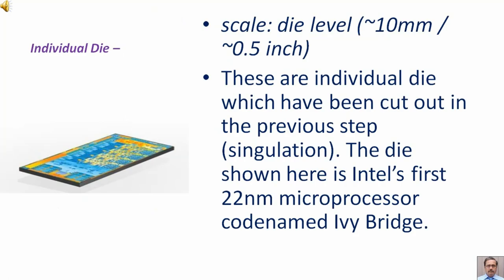Packaging. These are individual die which have been cut out in the previous step, that is singulation. The die shown here is Intel's first 22 nanometer microprocessor code named Ivy Bridge.